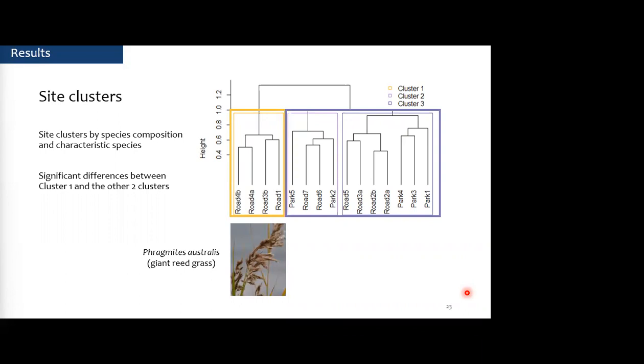This cluster 1 was characterized by Phragmites australis, and then the other 2 clusters were very heterogeneous with a lot of different species, but the most representative species of this group was purple loosestrife. Cattails was not characteristic of either group because it was so common in all sites.